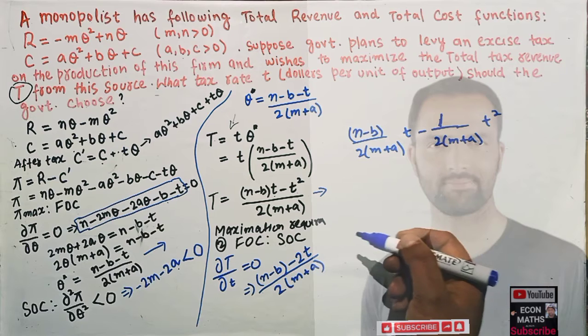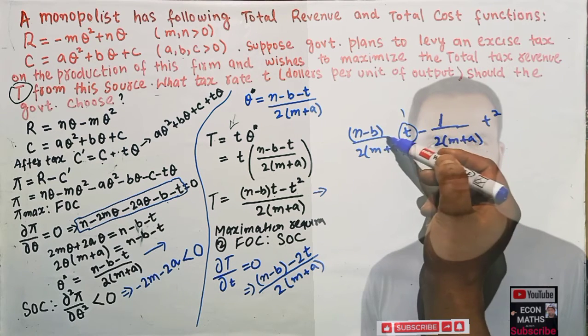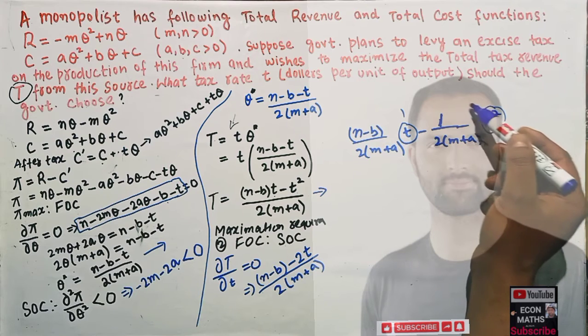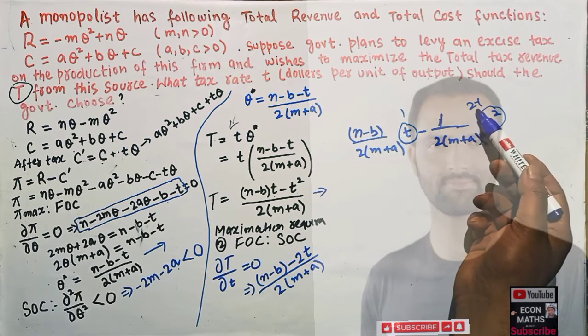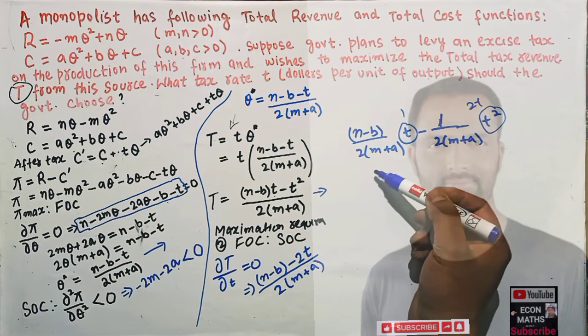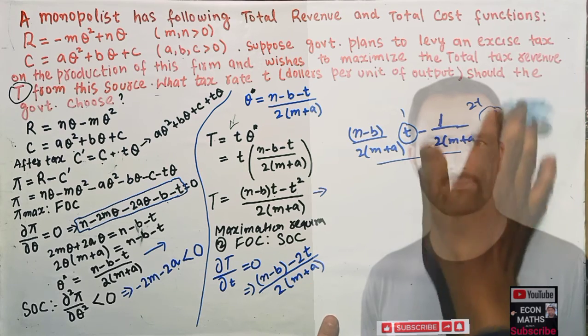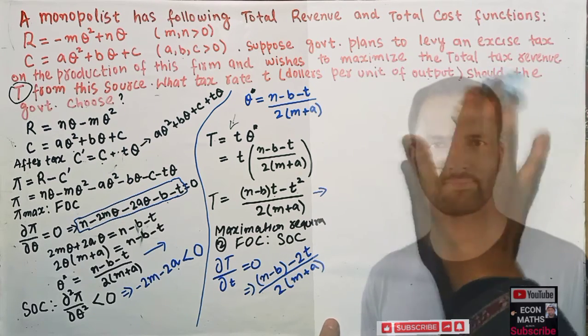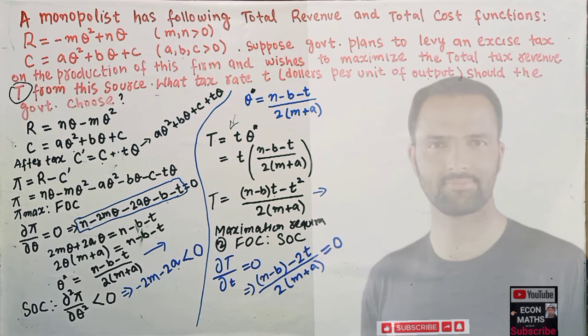Okay, if we want to take the derivative with respect to t, the derivative of this t will be 1, so we are left with this thing, and the derivative of this t square will be 2t. So we have n minus b and 2t in the numerator, and since the denominators are the same, we can add them up again. I hope I make myself clear on how I took the derivative here. And we set it obviously equal to 0.